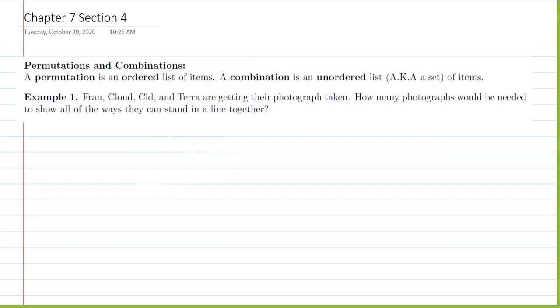Thinking back to what we did in 7.3, we have 4 people that we need to arrange in a line, so we're going to have 4 stages. How many choices would we have for the first person in line? Well, how many people are there? 4. Then how many choices would we have left for our second stage? 3, then 2, then 1. So that would give us 4 times 3 times 2 times 1. So there would be 24 photographs needed to get all possible ways that we could rearrange 4 people in a line.